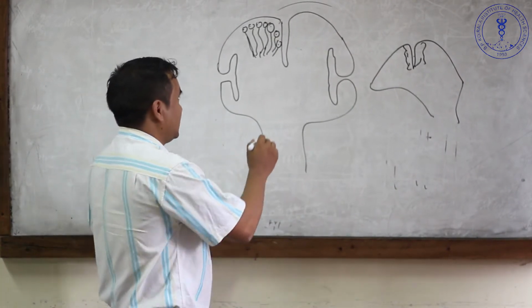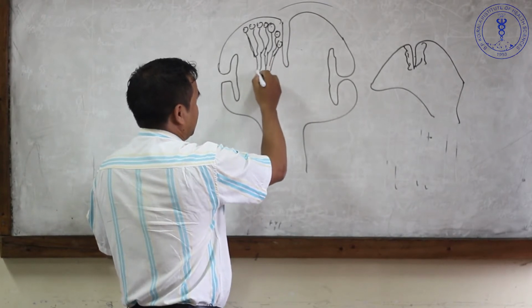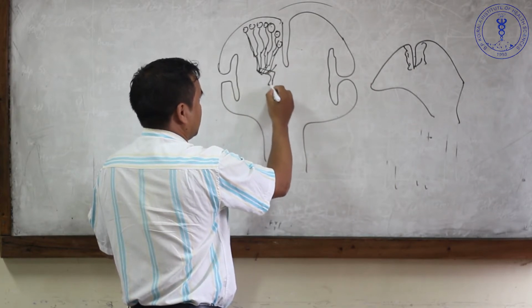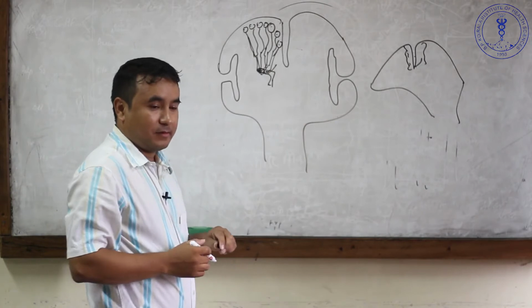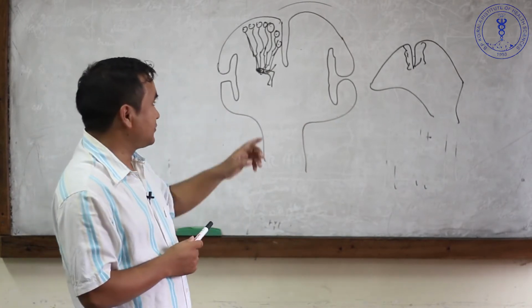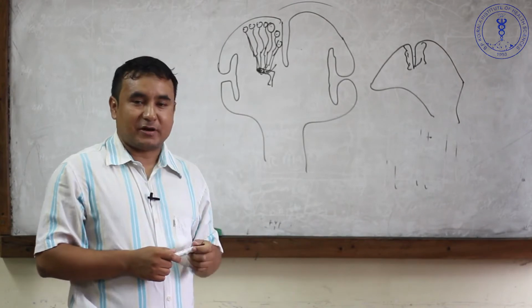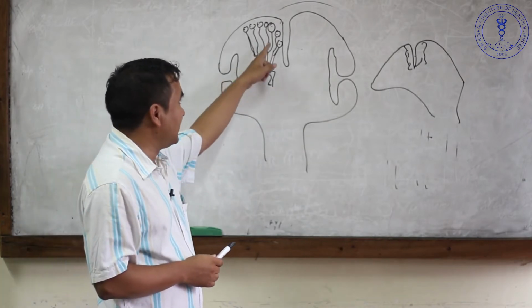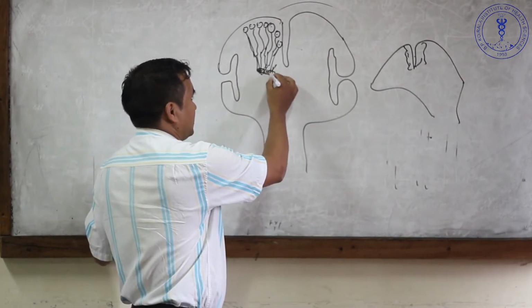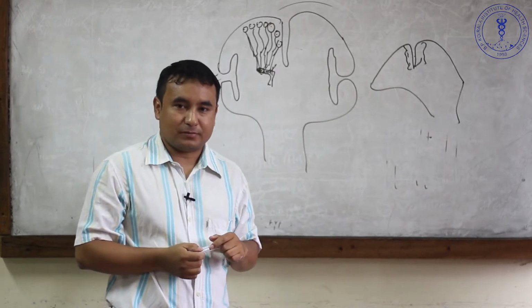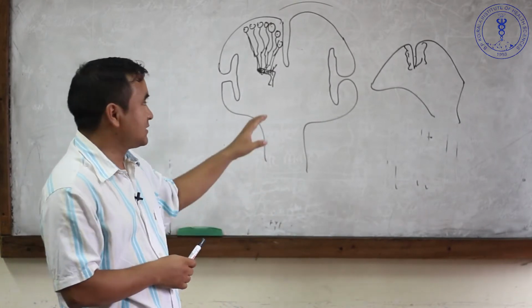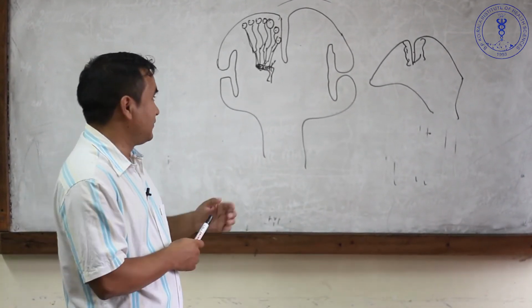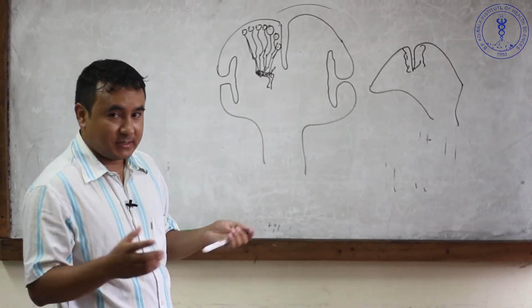All these corona radiata will pass through a structure called the internal capsule. So basically, all the fibers of the corticospinal tract pass through the posterior limb of the internal capsule, and the fibers of the corticobulbar tract pass through the genu of the internal capsule. So basically, the internal capsule is a collection of axons, where the axons are densely located.